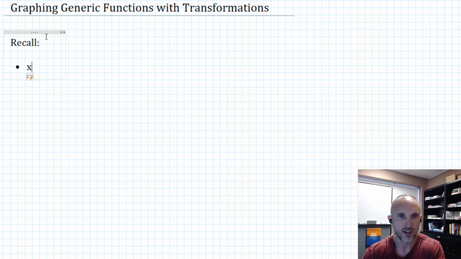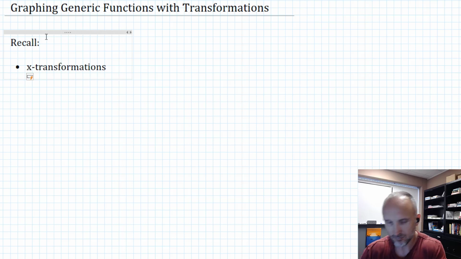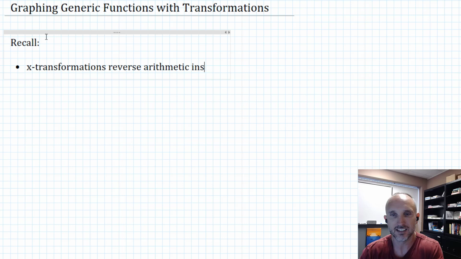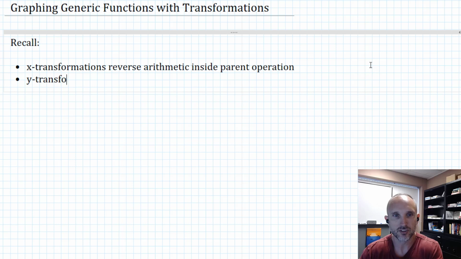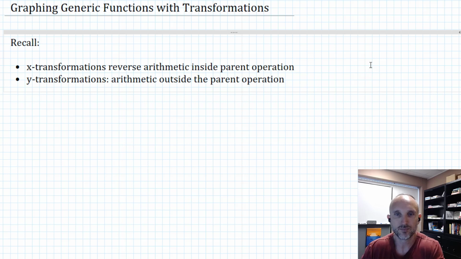So first thing, X transformations. X transformations reverse the arithmetic inside the parent operation. Remember, they happen in reverse. Y transformations are the arithmetic outside the parent operation. So they don't reverse the arithmetic, they follow it.